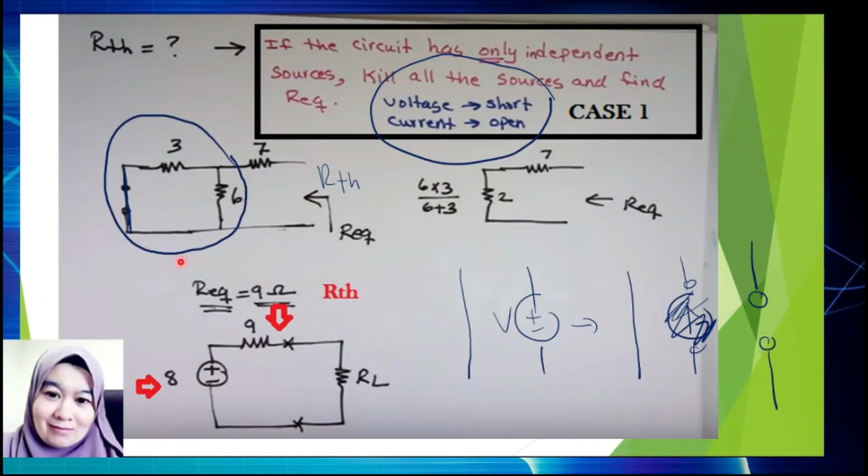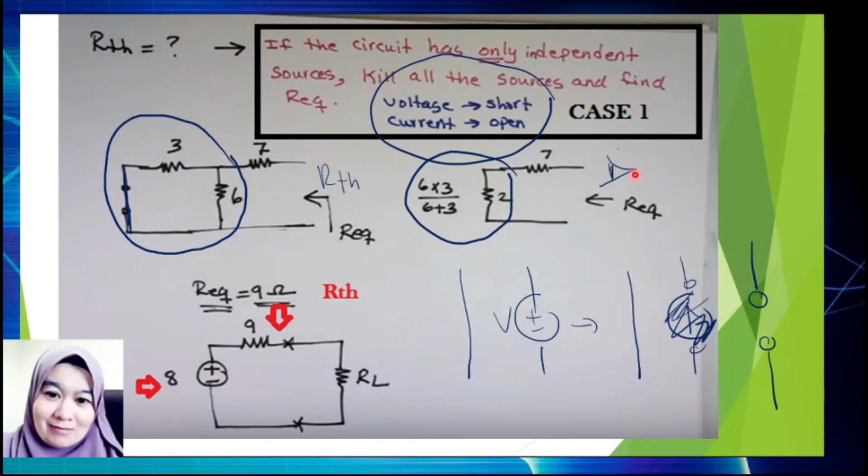Okay, first you have to solve this resistance. You need to get the total resistance here. There is a parallel, so there is a special case. You can use the equation. Then you get 2 here.